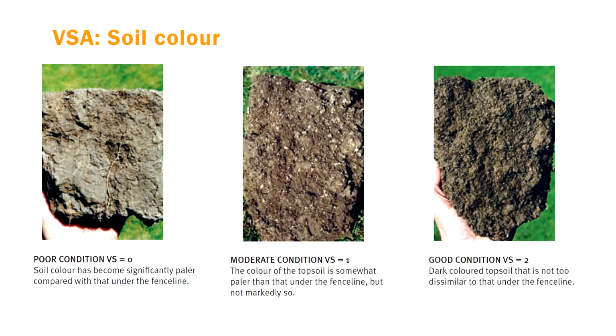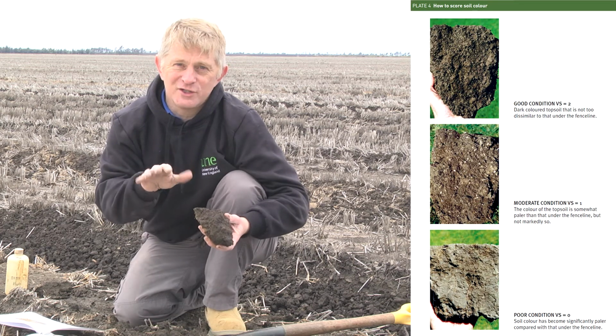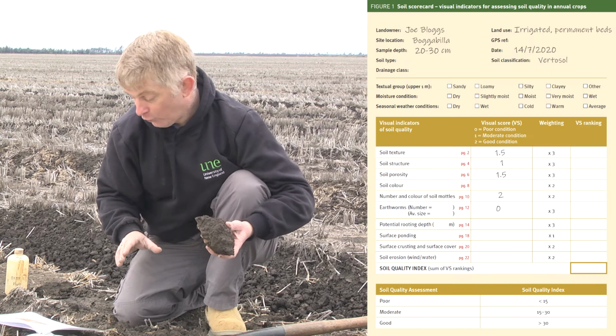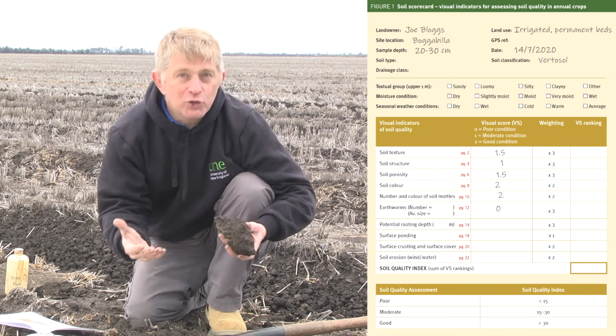The problem we have here in Australia is we generally have very low soil carbon, and it's very hard for the eyes to detect a subtle change in what is probably a fraction of a percent. So for soil colour, we'll probably give it a fairly good score.